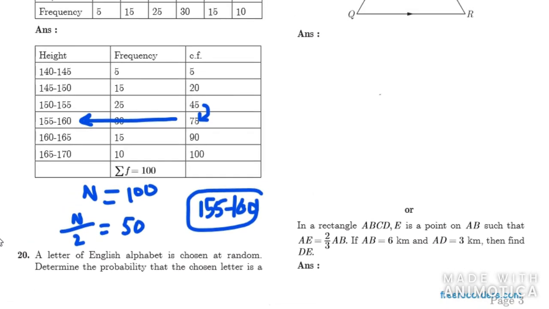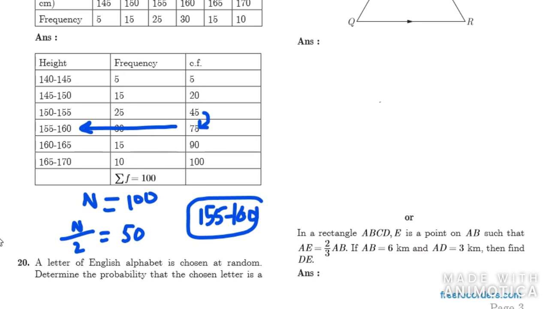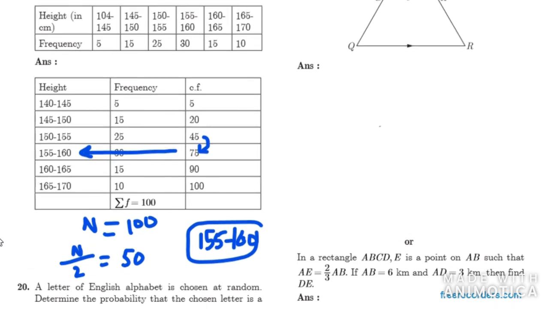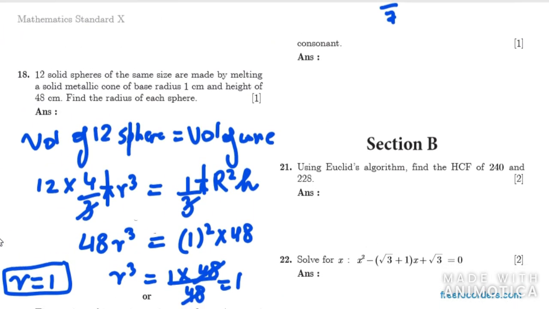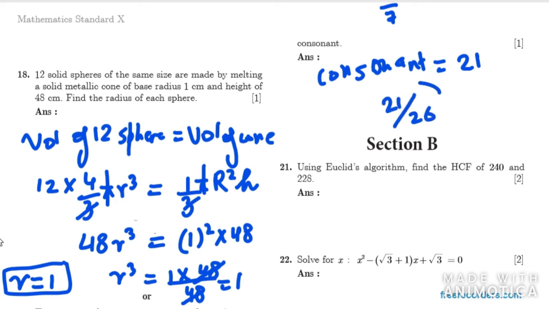Now moving on to question number 20. It says a letter of English alphabet is chosen at random. Determine the probability that the chosen letter is a consonant. So as we know that we have 5 vowels and there are 26 alphabets in total. So consonants are 21. The probability of choosing a consonant will be 21/26. So this is the answer for question number 20.